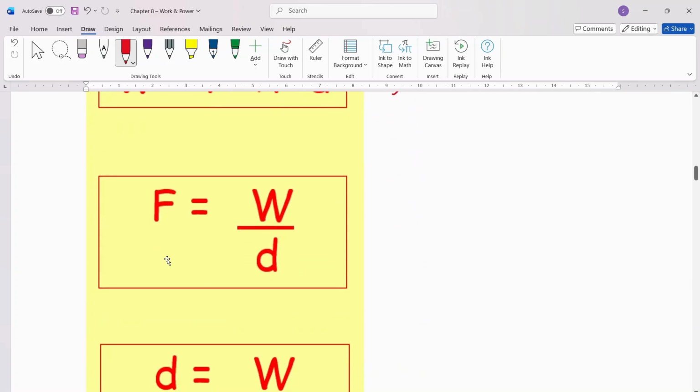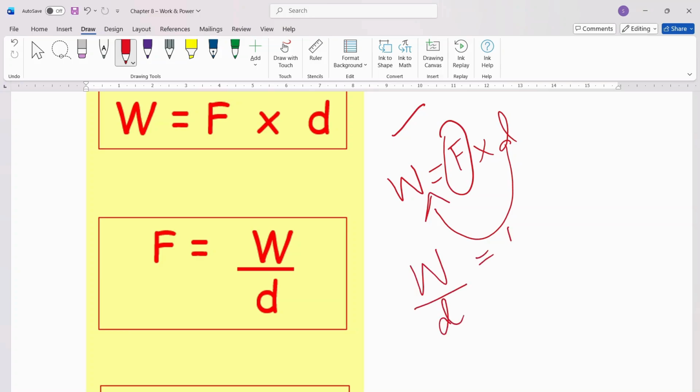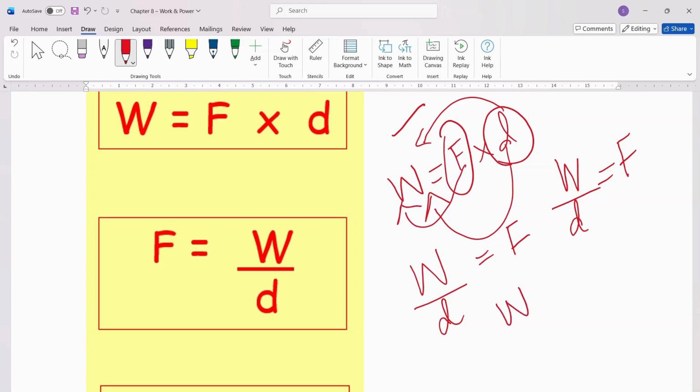We can rearrange the variables to find the other two. For example, if we want to calculate work, we have the formula: W equals F times D. If we want to calculate F, then D will go to the other side and divide, and we can calculate F. Similarly, if we want to calculate distance, then F will divide with W, and we can calculate D.